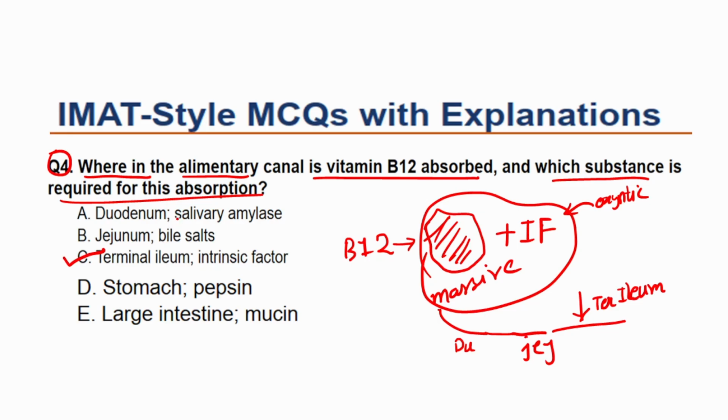Reviewing the incorrect options underscores the strict regional boundaries of the gut. Option A is incorrect because duodenum specializes in mixing and neutralization, and salivary amylase functions strictly to cleave internal alpha-1,4 carbohydrate bonds. Option B is incorrect because the jejunum functions as the primary absorption hub for standard micronutrients, and bile salts function to physically emulsify fats, not salvage cobalamin.